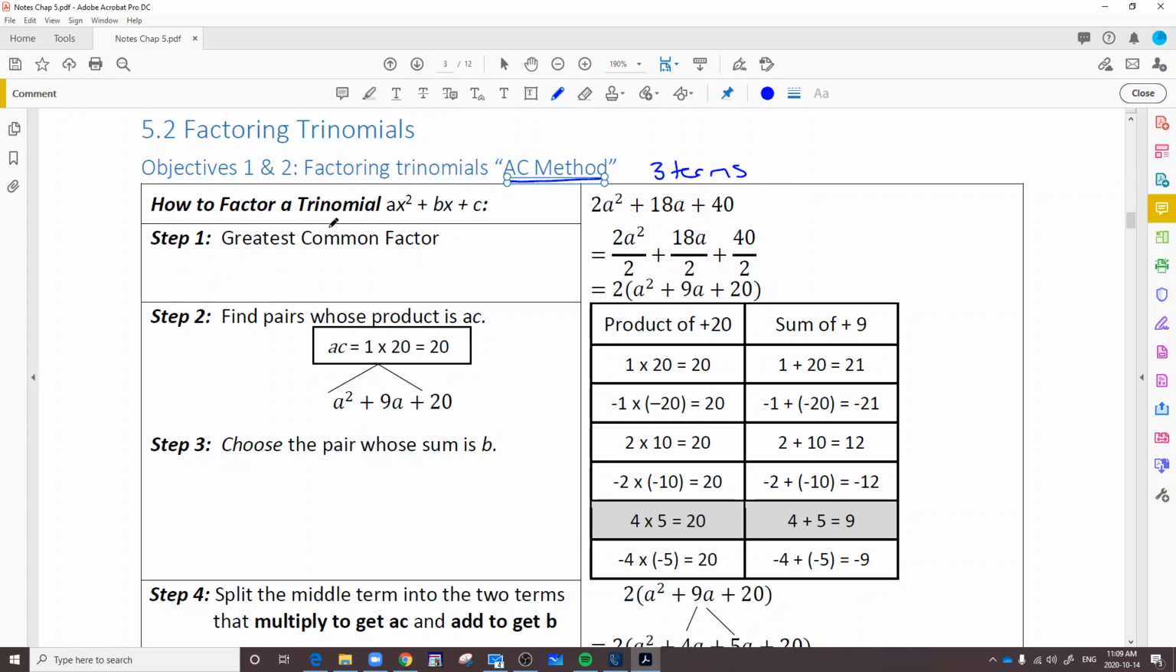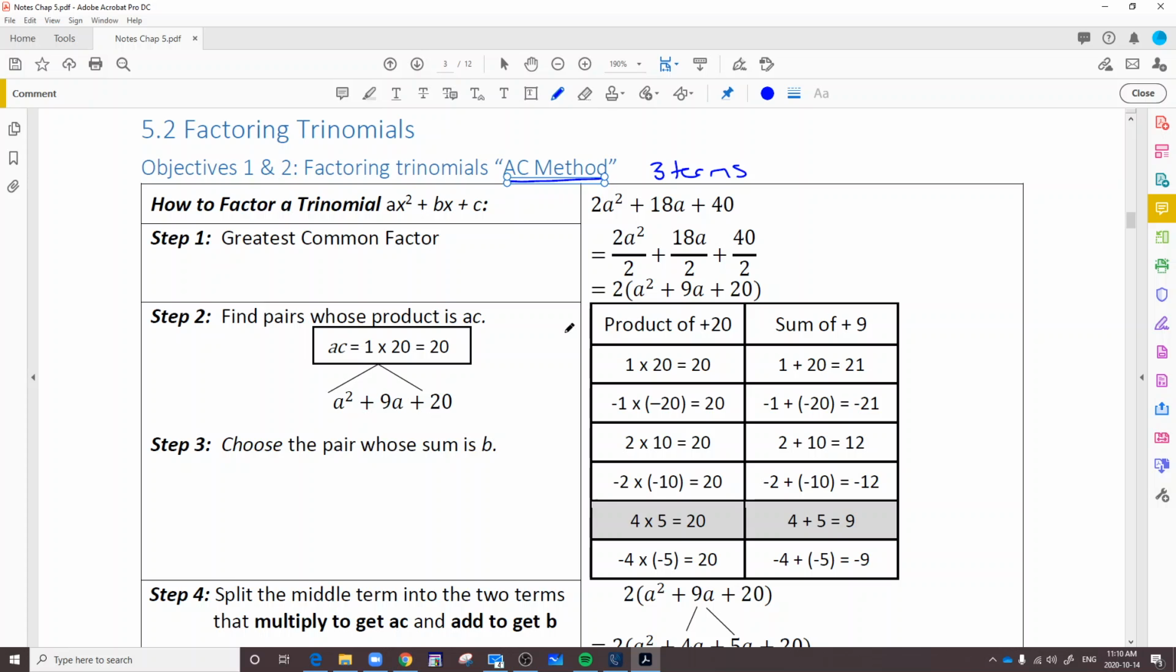So how to factor a trinomial using the AC method? Step number 1, always the same, which is greatest common factor. So if you look at this expression, we've got a 2, an 18, and a 40. So the greatest common factor is a 2. So we write the 2 out front. We're left with a squared plus 9a plus 20.